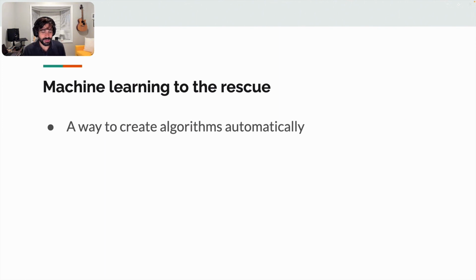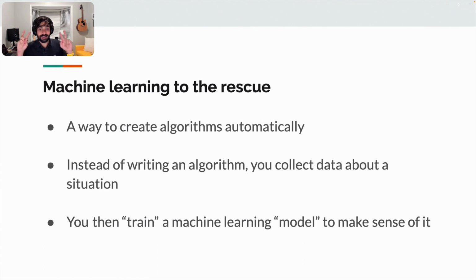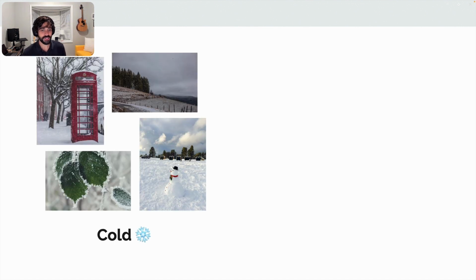So instead of going in and doing all the programming by hand, you have the computer do some of it for you. Instead of writing an algorithm by writing computer code, you actually collect data about a situation, and we'll see more of that in a second. You then train the machine learning model to make sense of it. The model is just a term we use in machine learning to mean the algorithm that we're going to be training. As an example here, I've got a lot of pictures that I've collected of cold.